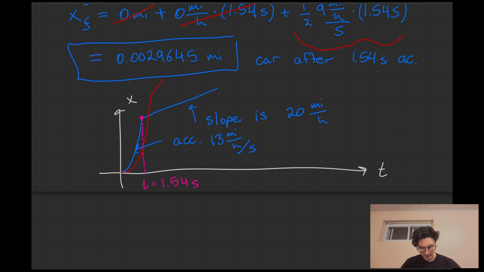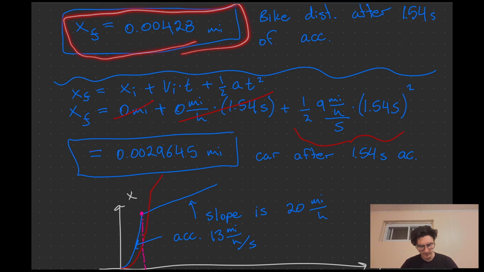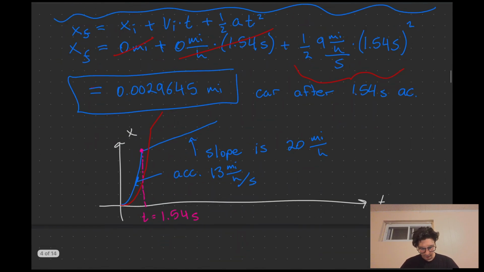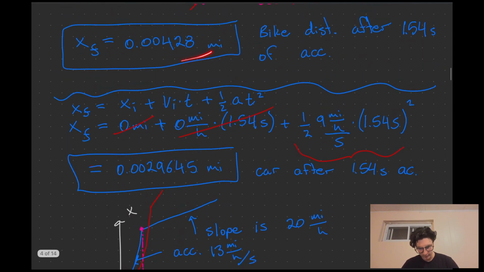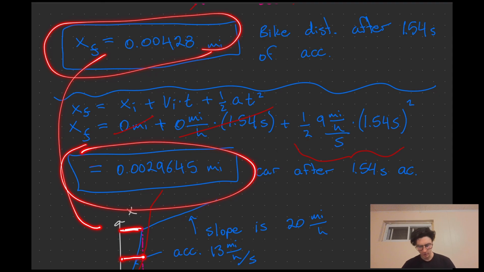So we can see that the position of the bike is at 0.00428. This number is bigger than this number, so that is why I drew that here. This would be the position of the bike, which is exactly this number here. That number would be right over here. And this number would be the position of the car over here.